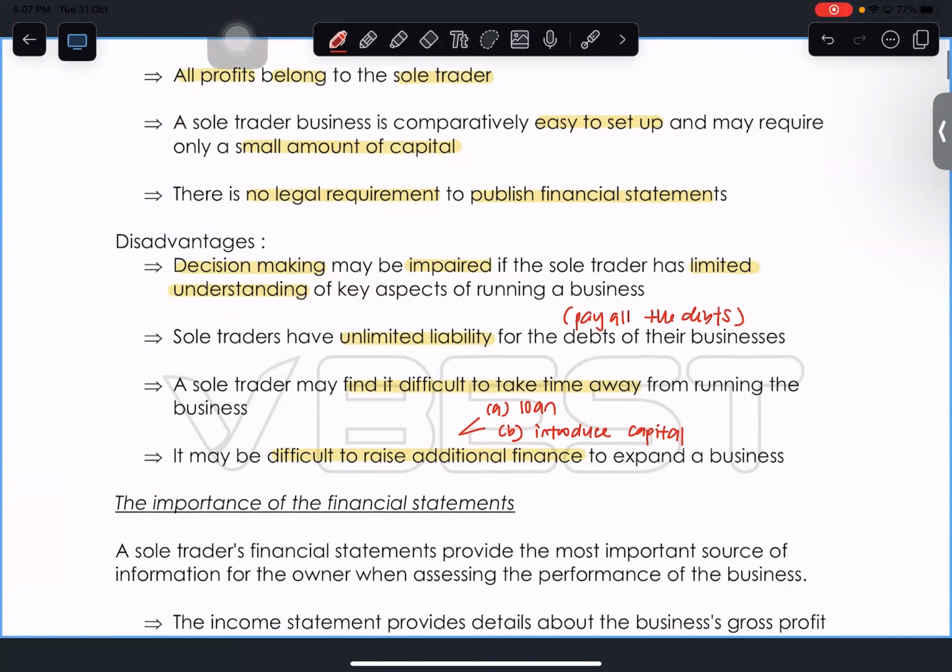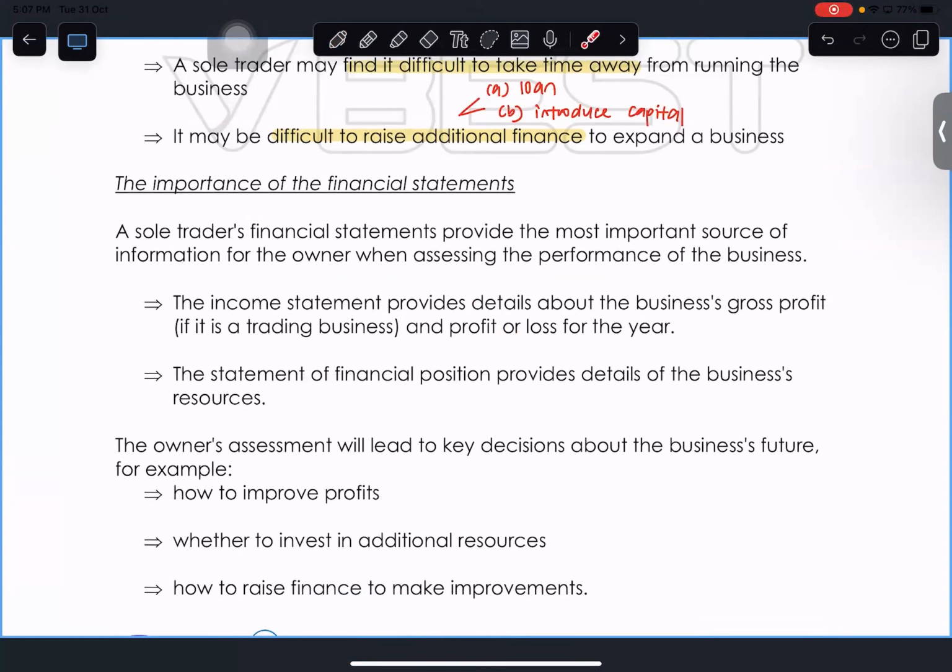So next one, for all the companies, why is it so important? We need to prepare financial statements, like your income statement and your SOFP. These two are for different purposes. The income statement is to calculate your gross profit and your profit for the year. But the statement of financial position is to provide the details of the company's resources, like what your assets, your liabilities, and your capital are. So they are different things.